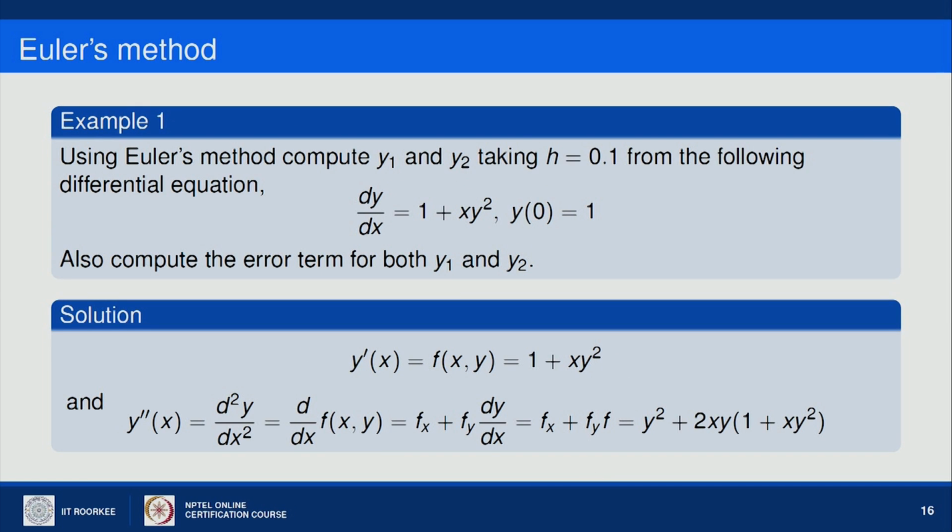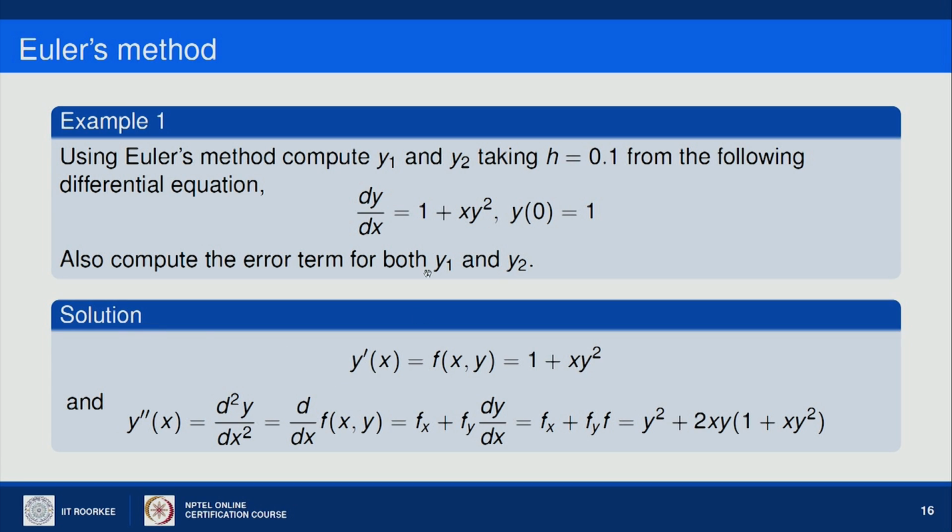Let us take an example and solve it using Euler's method. Here we have our initial value problem as dy over dx equals 1 plus x y square. So, here my function small f of x, y is 1 plus x y square. The given initial condition is y at x equals 0 is 1, that is y0 is 1. Now, I need to take a step size h equals 0.1 and calculate the values of y1 and y2. The value of y1 is the value of y at x equals 0.1 and the value of y2 is the value of y at x equals 0.2.